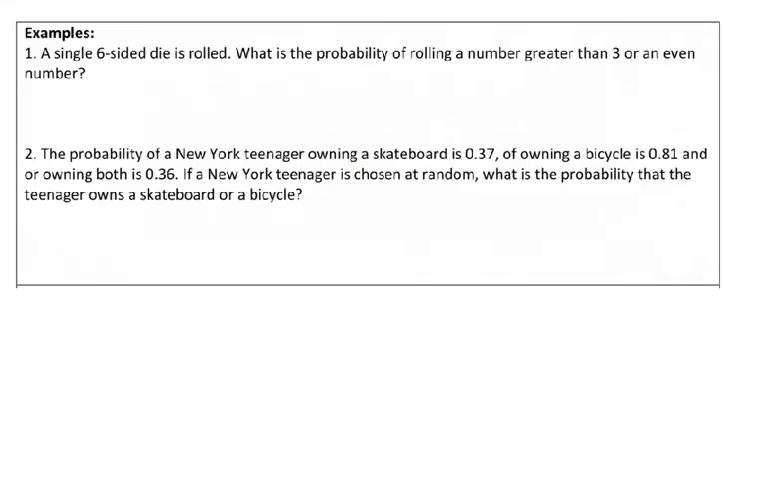Alright, so look at these examples. We're going to do the same thing. A single 6-sided die is rolled. What is the probability of rolling a number greater than 3 or an even number? So I want you to try that. Remember, you're going to add the two probabilities together, but then you're going to take away anything that overlaps. So think of that Venn diagram. Try that in 1, 2, 3.